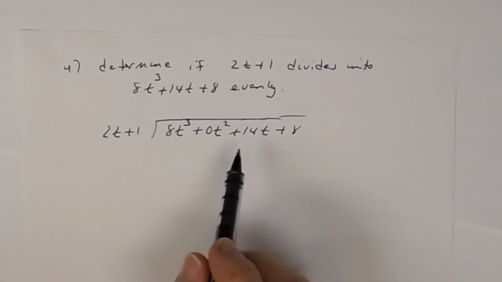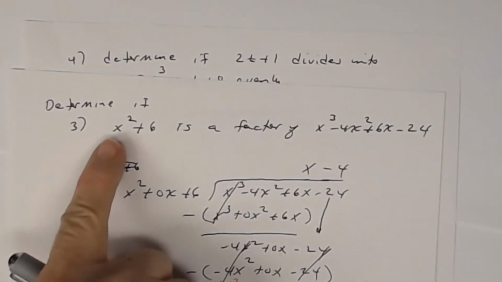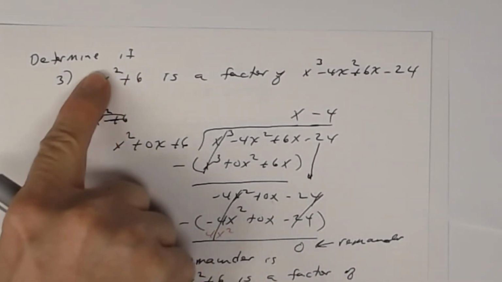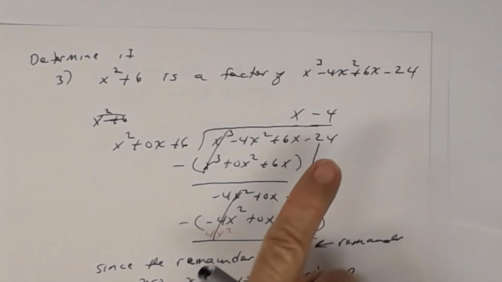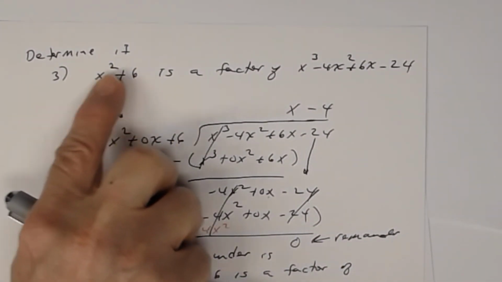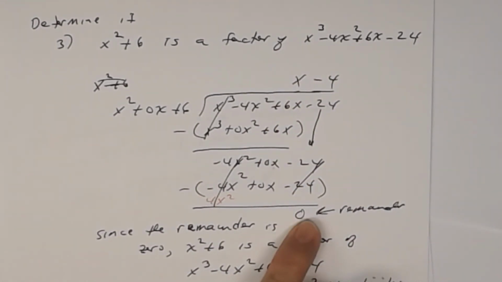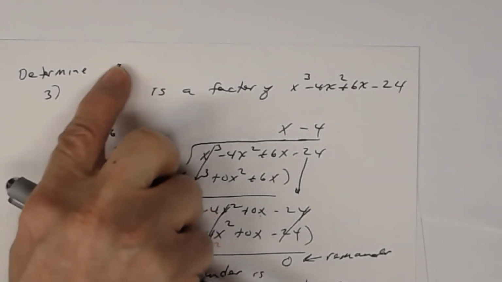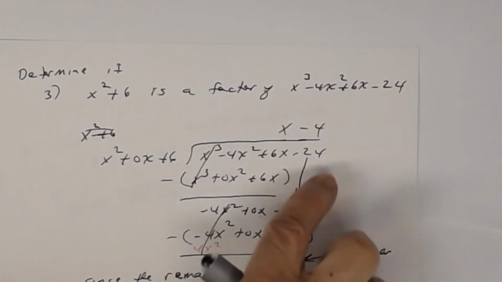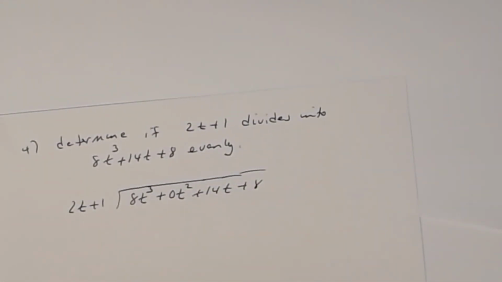All right, so remember, just as we discussed with factors, notice that the remainder was 0 right here, right? So that means that x squared plus 6 is a factor of this, which also means that this divides into this evenly. So when you do long division, if the remainder is 0, then that means that the divisor divides into the dividend evenly. All right, so all we've got to do is determine what the remainder is.